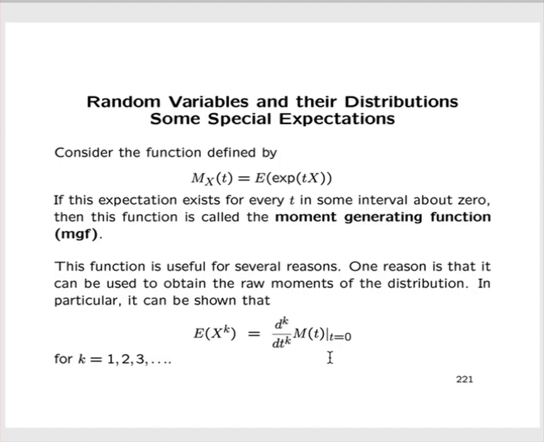This is useful because it's quite often much easier to differentiate functions than it is to integrate functions. In many cases, the distributions we're working with have moment generating functions that are fairly straightforward to differentiate. When that's the case, we can find these raw moments by differentiating the moment generating function and then evaluating those derivatives at 0, instead of integrating X to the kth power times the PDF.